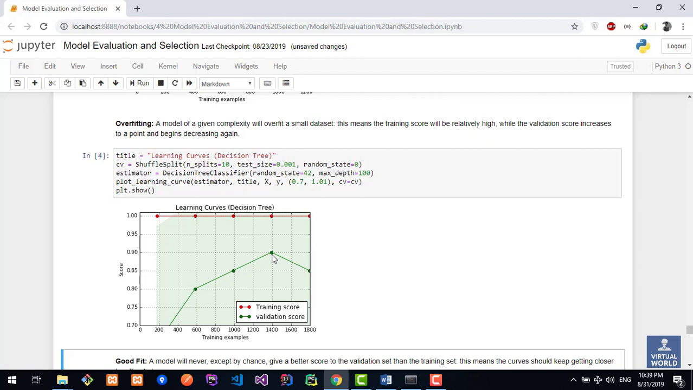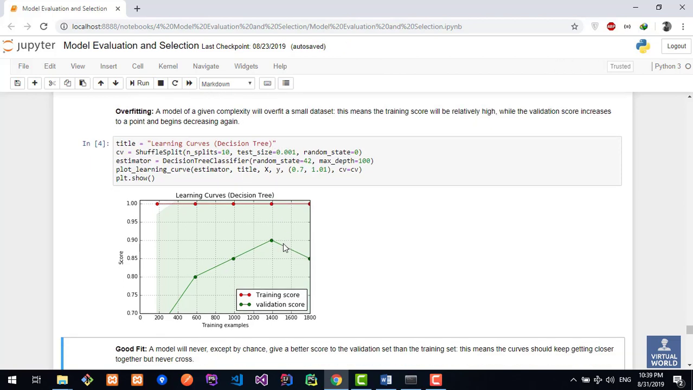So to prevent overfitting, we can change the parameter values of our model. For example, we can change max depth to 5, or we can choose a simpler classifier. Also, we can give the test set a bigger fraction of our data.